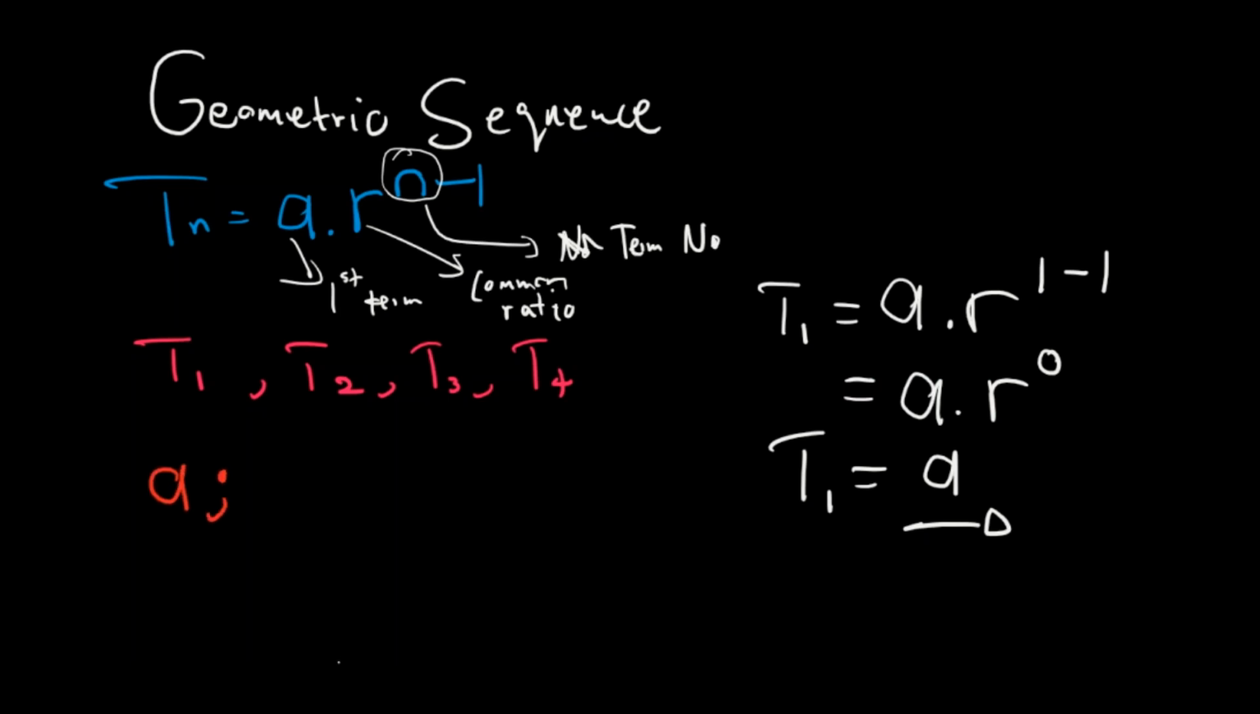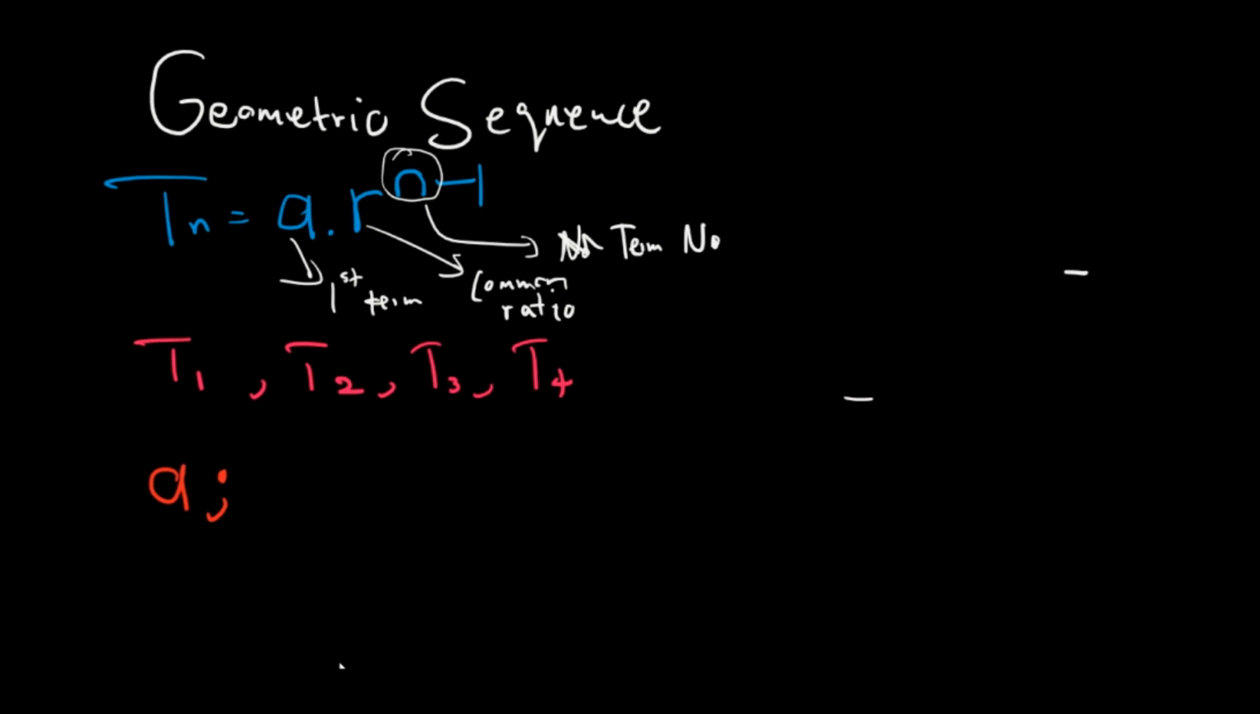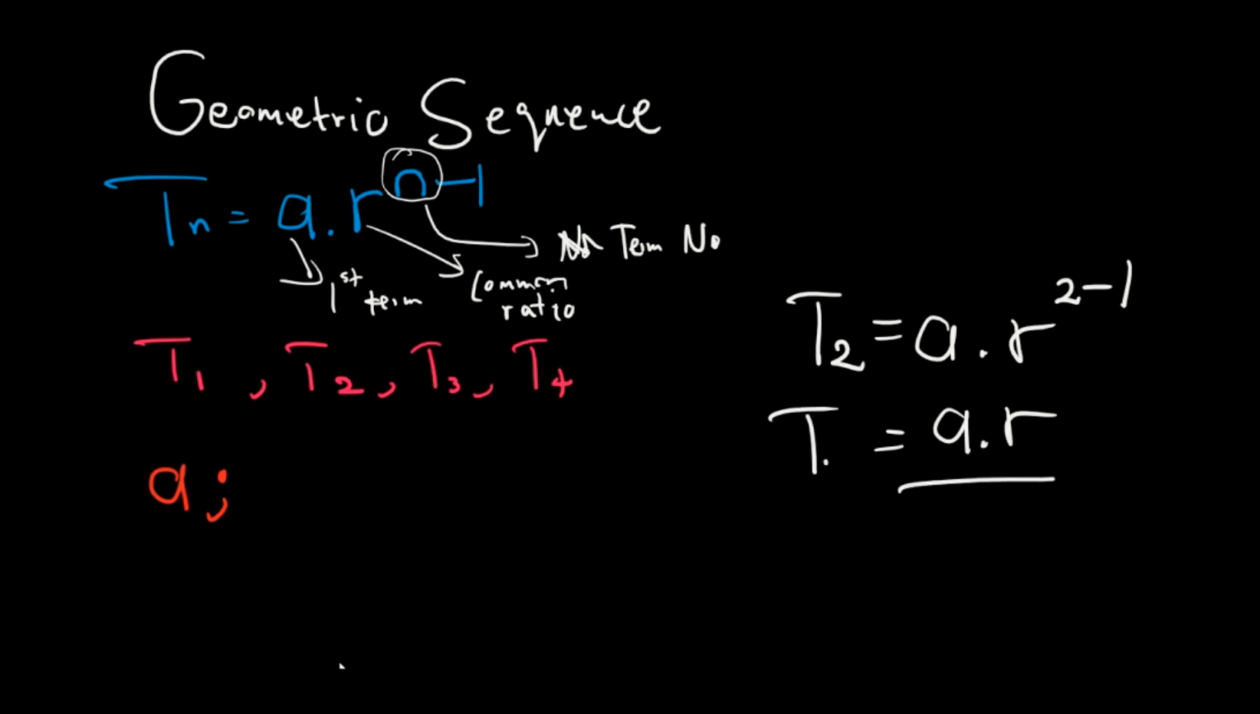And then term number 2, let me erase this quickly. For term number 2, we substitute 2. So term number 2 equals a multiplied by r to the power of 2 minus 1, of which 2 minus 1 is 1. So it's a multiplied by r to the power 1, which we don't have to show the 1. So term number 2, which we'll write here, is a multiplied by r.